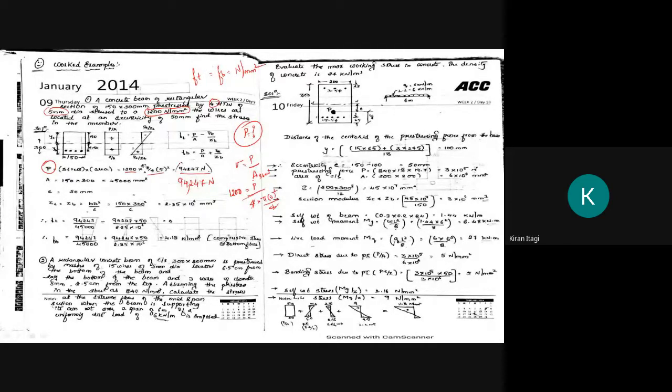Okay, so directly we have got P in terms of Newton. Therefore, it is not necessary to keep it in terms of kilonewton. So we have determined the value of P. Then we have to determine the value of Z. How do we determine the value of Z?